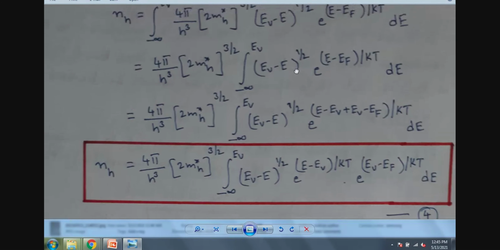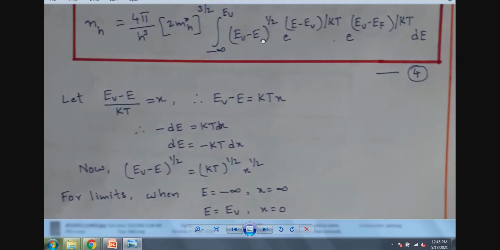Okay, now once again adding and subtracting EV, isn't it? Same as what you did there, adding and subtracting EC, here adding and subtracting EV. That's why in the first lecture I said if you know the first one, easily the second one can be calculated, isn't it? Now what happens here, splitting into two terms, isn't it? This factor will be split into two terms. So what you got here, e to the power of (E minus EV) by kT into e to the power of (EV minus EF) by kT into dE. So make it equation 4.